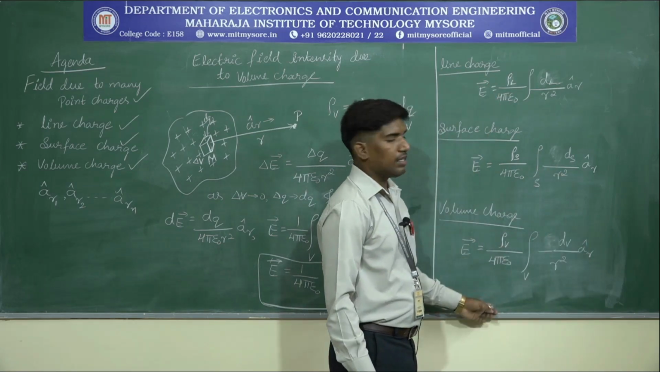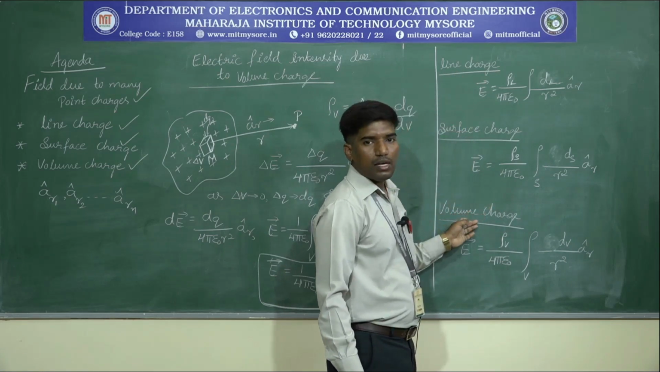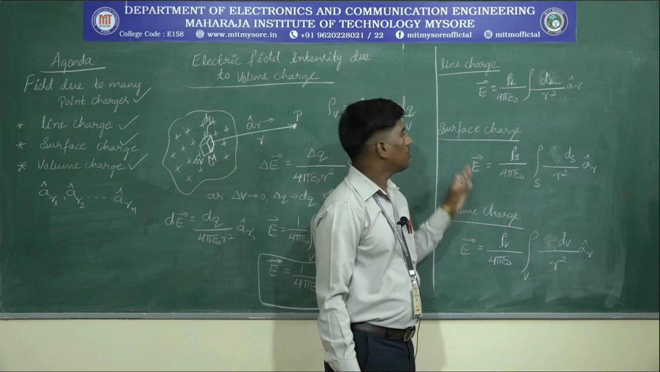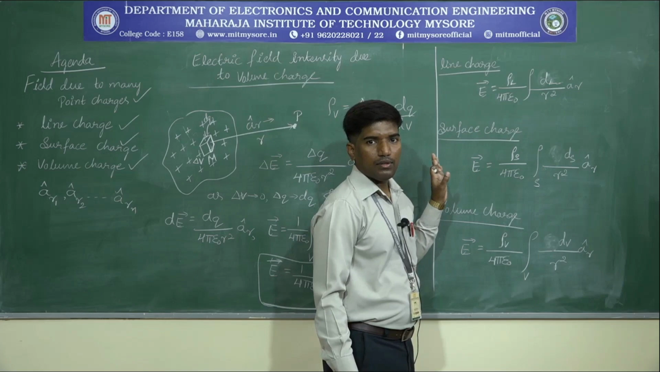This is the resultant equation for all the line charge, surface charge and volume charge distributions, due to which electric field intensity can be identified. Understood? Okay.